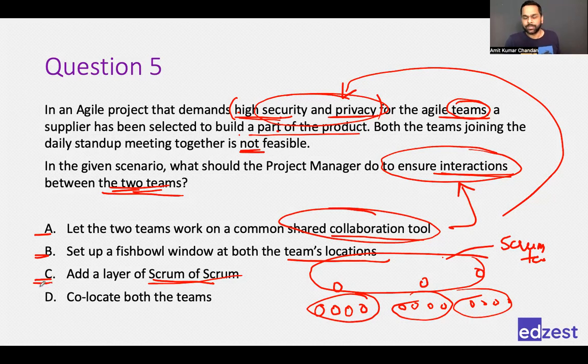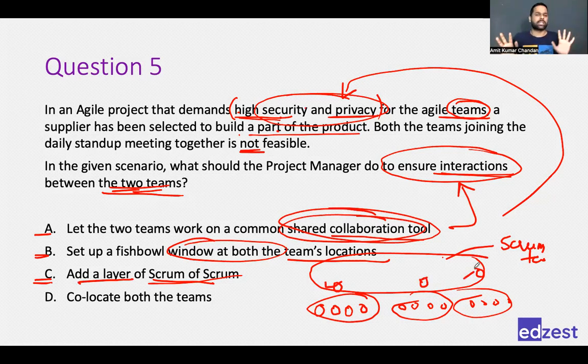Probably yes. Okay, so here what is happening is we have three options. In two options we are sharing something between the two teams, and the question is looking for security and privacy. In the other one, we are saying that we will have a representative from every team who would come and discuss. So what would happen is the representative might not share those things which are required to be kept secure or private. Right? So C is a better choice than A and B, which anyways we were not very inclined towards, because we had spotted that security and privacy is important.